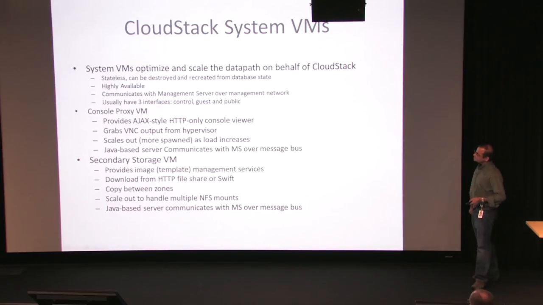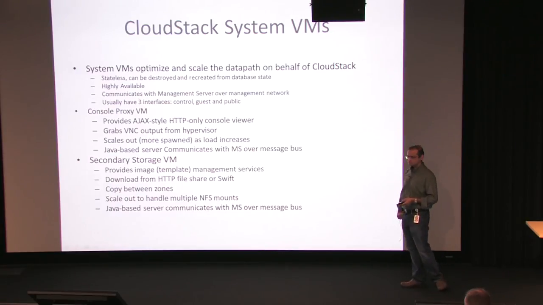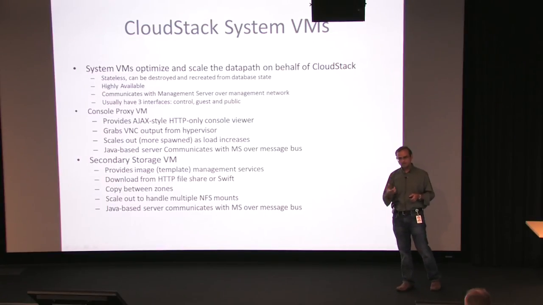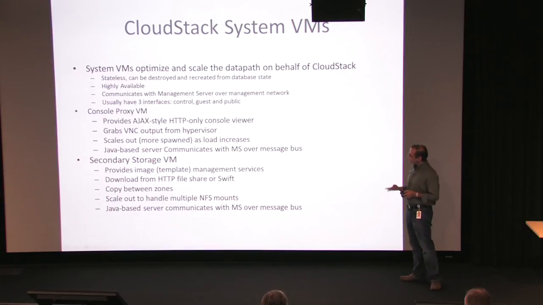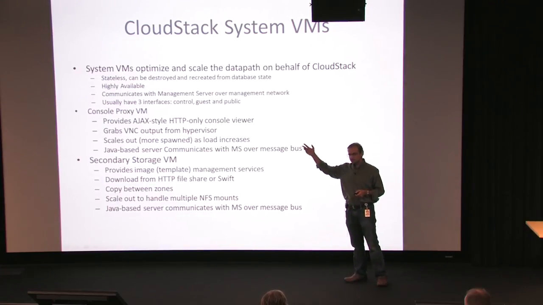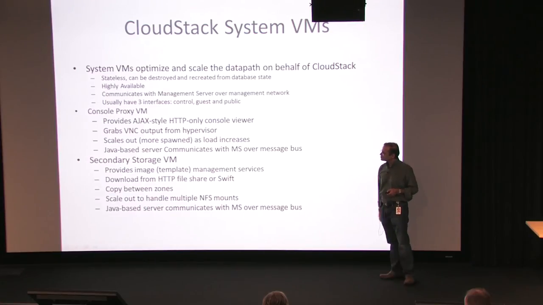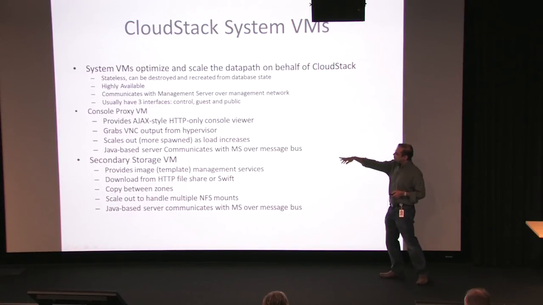So we have a bunch of system VMs to optimize the data path for CloudStack. Generally, they're stateless, so if they die, we recreate them. And if there's any state associated, like firewall rules or load balancing rules, we just reprovision them from the database. These VMs are special because they have access to the control plane, and they can talk to the management server. Usually they have three interfaces: one to the public because they're providing a public service, one guest so that they can talk to other VMs, and a control plane so that they can talk to the hypervisor or to the management server.